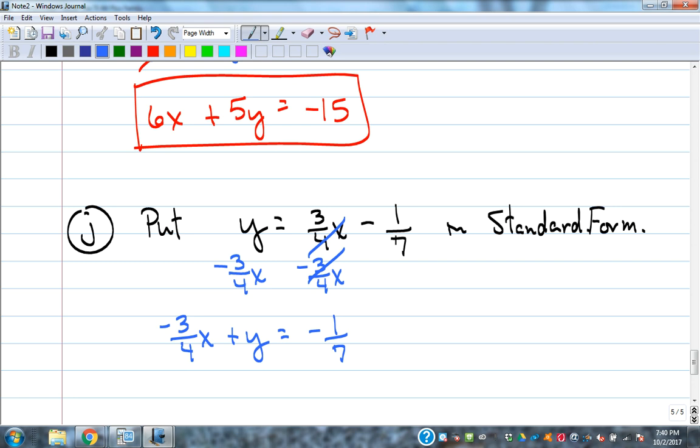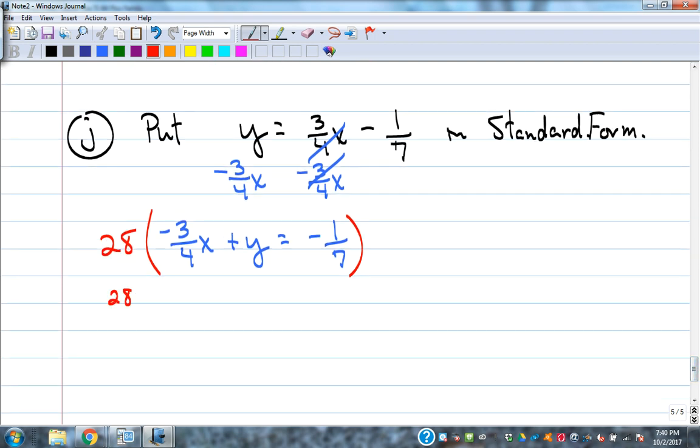So if I multiply this whole problem by that common denominator, 28. So I'm multiplying this whole thing by 28. Each individual piece. Well, 28 times negative 3/4. And then that'd be 28y. And then I've got 28 times negative 1/7. So I'm showing an extra step here just to show what's happening there. I would probably do that with a calculator, no question.